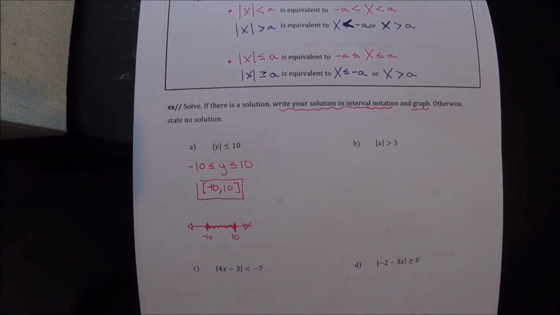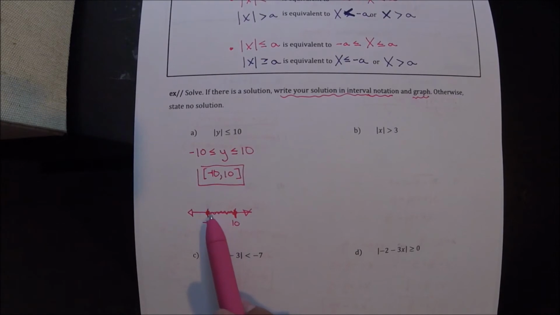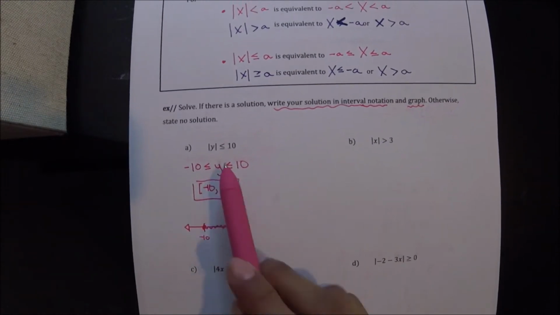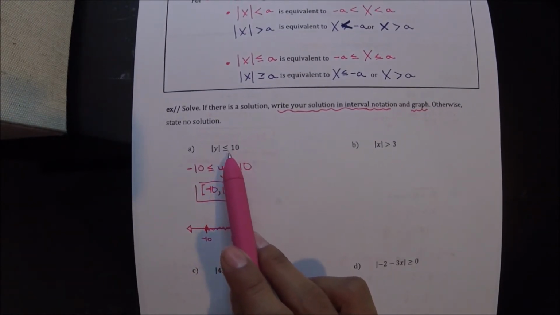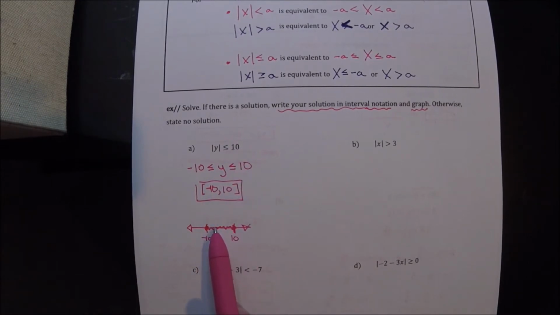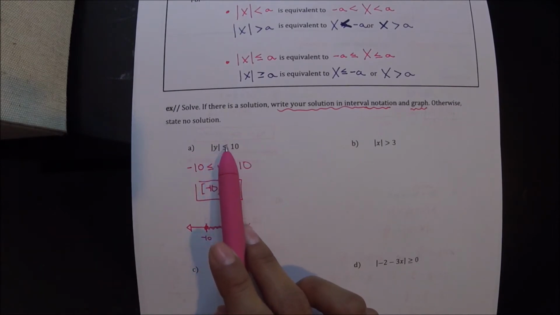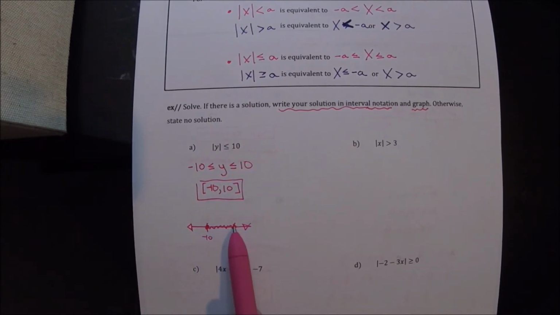And this answer makes sense because any number that you choose in this range of numbers, if you take the absolute value of any number in here, then it will be less than or equal to 10. So say you choose negative 2 right here. Well, the absolute value of negative 2 is 2, which is less than or equal to 10. And you can check that for all of these.